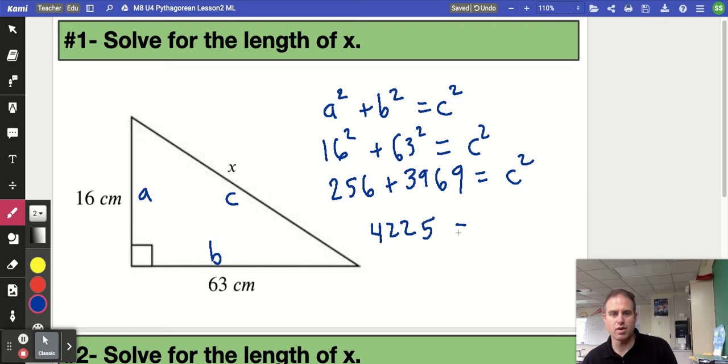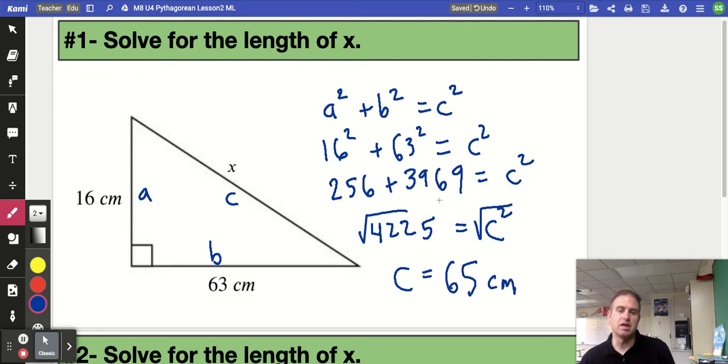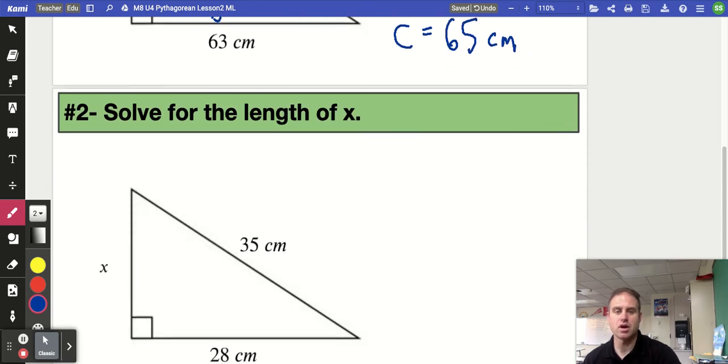To undo a square in the middle of a problem, we must square root. So I'll go ahead and square root both sides, and I'll go to my calculator, and again, I'll square root 4,225. And the answer to this question, C, is equal to 65 centimeters. Since each of those numbers, 16, 63, and 65, are integers, whole numbers, this is considered a Pythagorean triple. All right, let's move on.